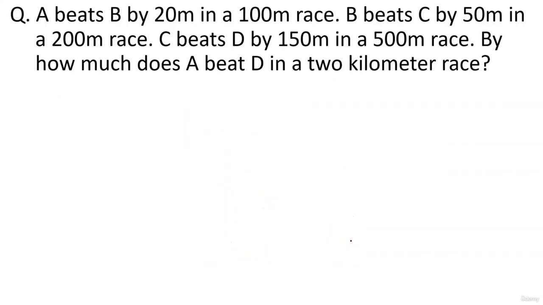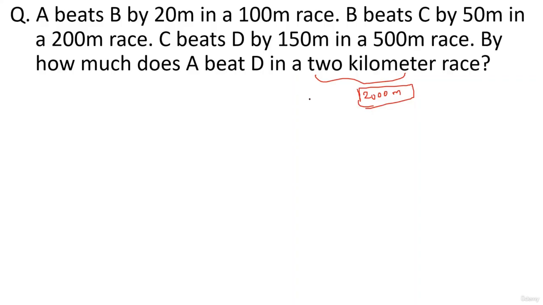A beats B by 20 meters in a 100-meter race. B beats C by 50 meters in a 200-meter race. And C beats D by 150 meters in a 500-meter race. By how much does A beat D in a 2-kilometer race? Okay, first let's understand, 2 kilometers we can write as 2000 meters. This I am doing to save our time and our lives. Okay, look, all the distance is given in meters, so let's convert everything into meters. It will be much helpful.